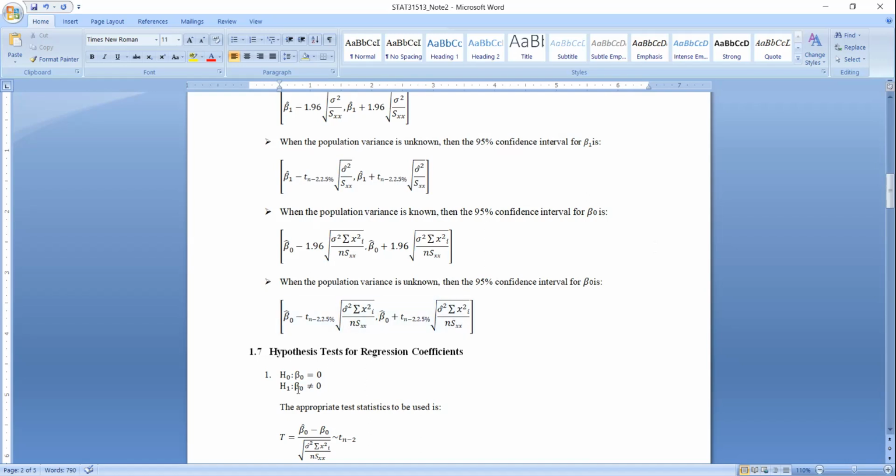So in that case, we can undergo this hypothesis test. We can check whether the beta naught value is equal to 0 or the beta naught value is not equal to 0. So when we conduct this hypothesis test, if we come up with the conclusion that our beta naught value is equal to 0, that is, there is no point of using our estimated value with the regression model.